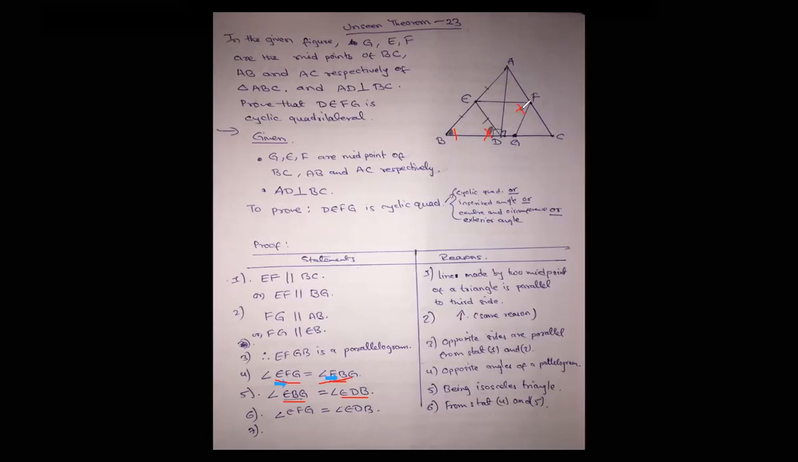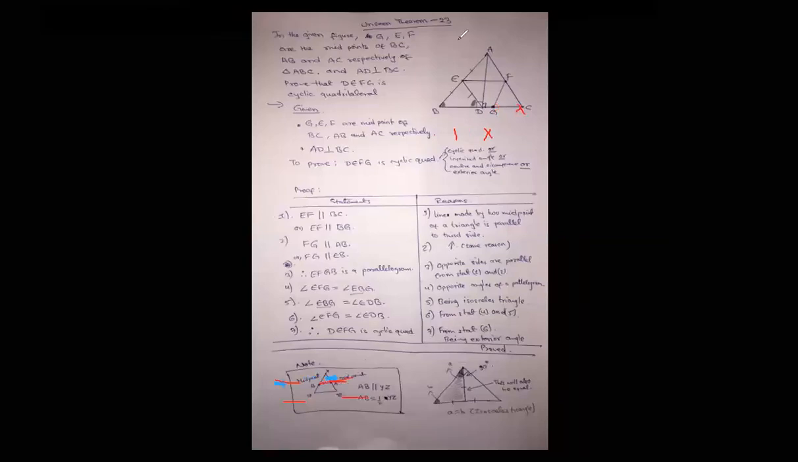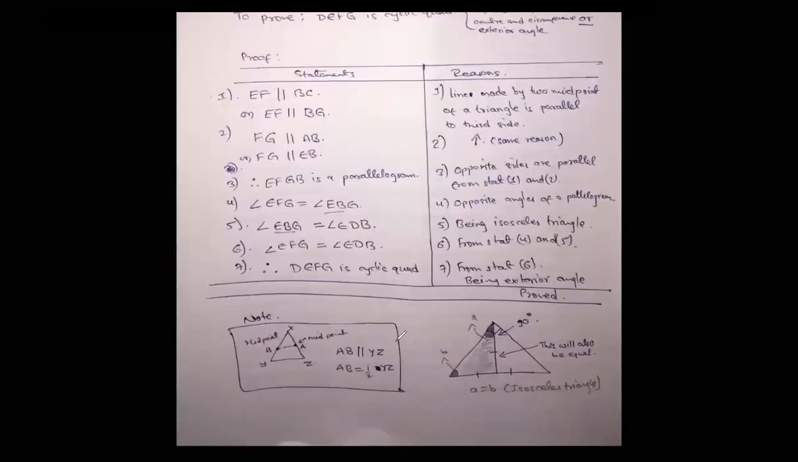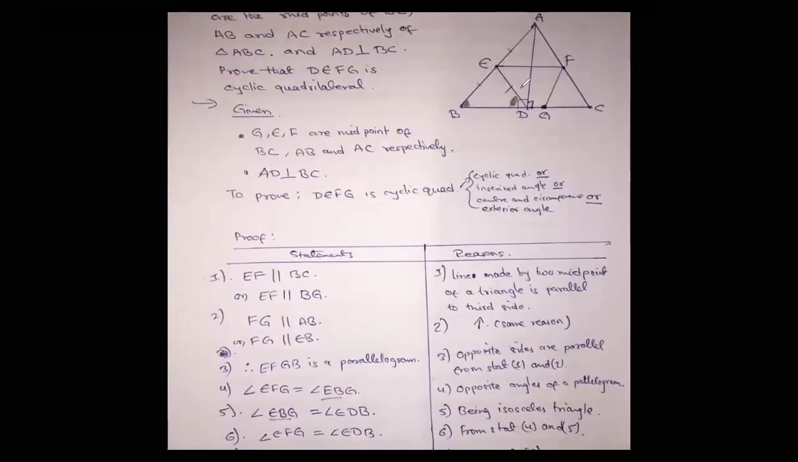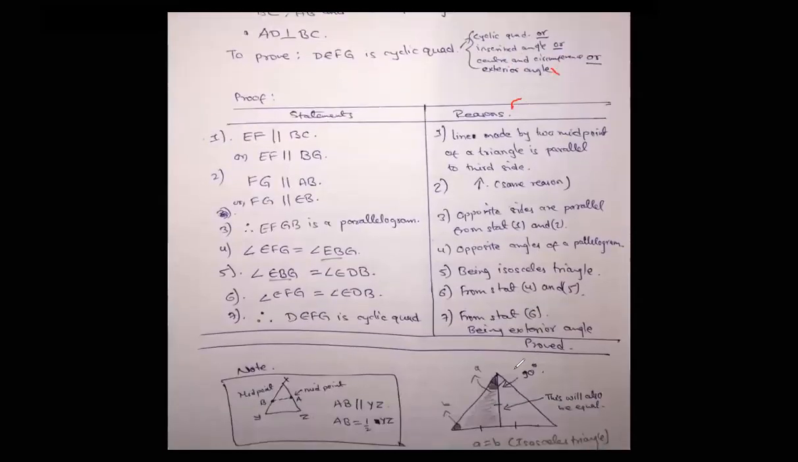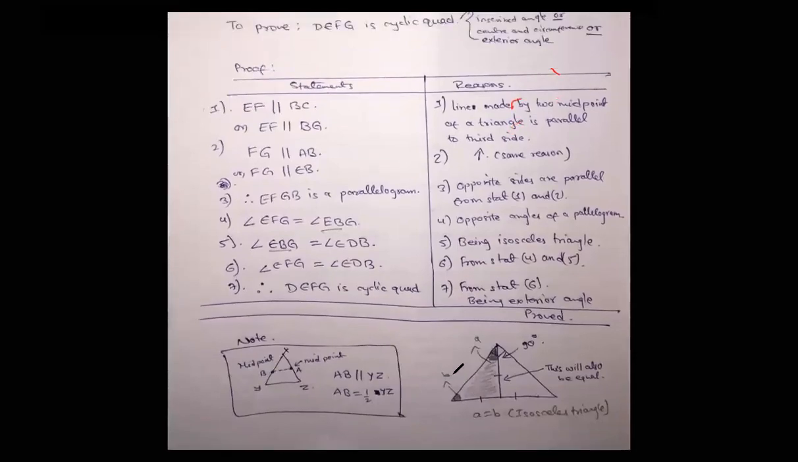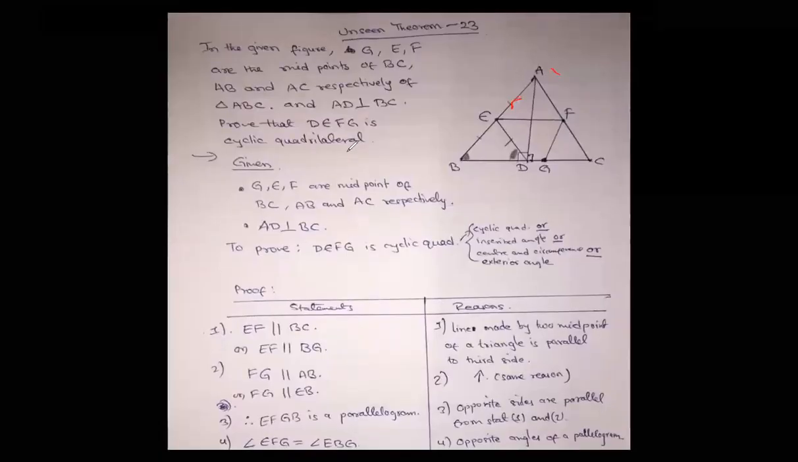If these three angles are equal, then what do we call it? We call it exterior angle. So let us see over here. I will make a rough figure to make you understand. If these two angles are equal, then we can say this is a cyclic quadrilateral. From statement six, they are exterior angles. You have theta here, they are exterior angles. That's why they are equal to each other. So in this way, we can prove our theorem number 23.